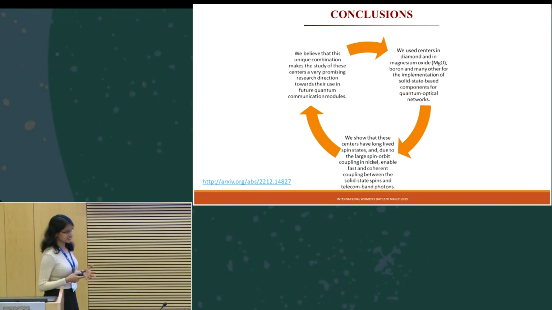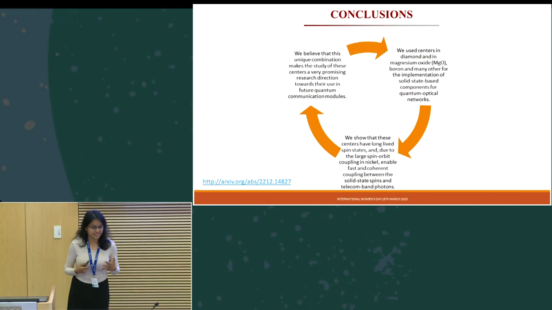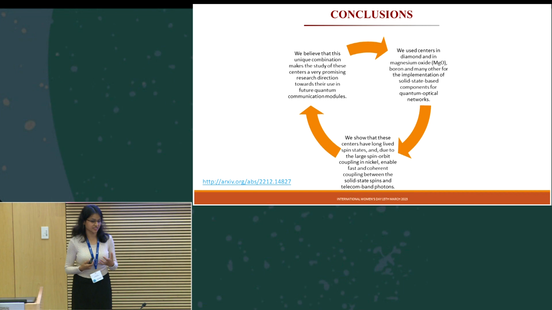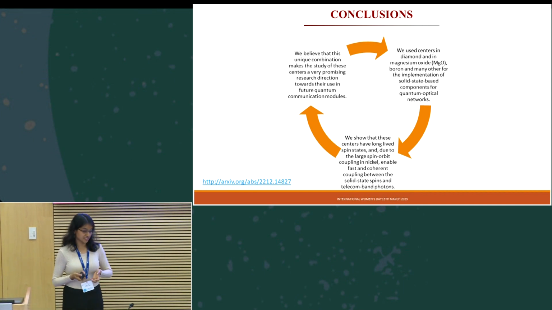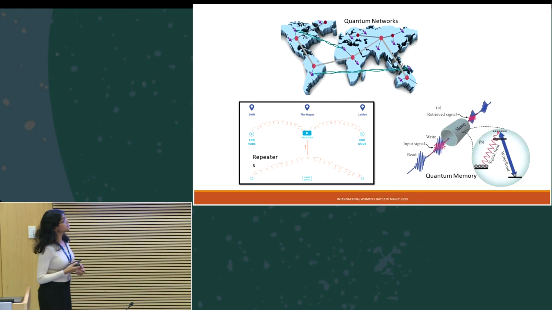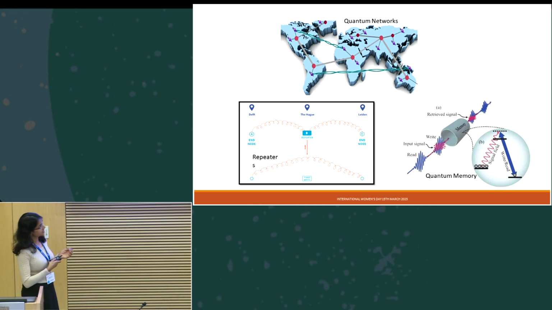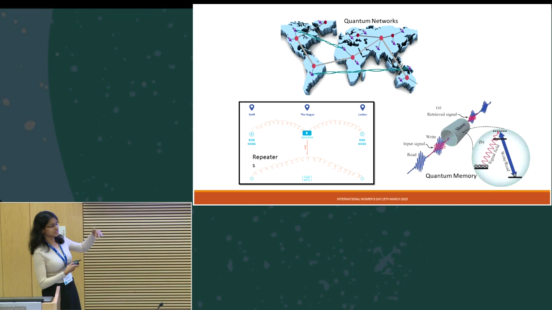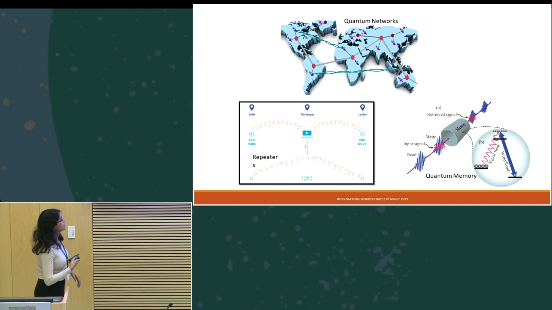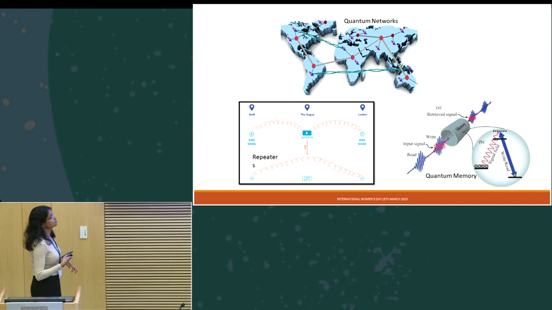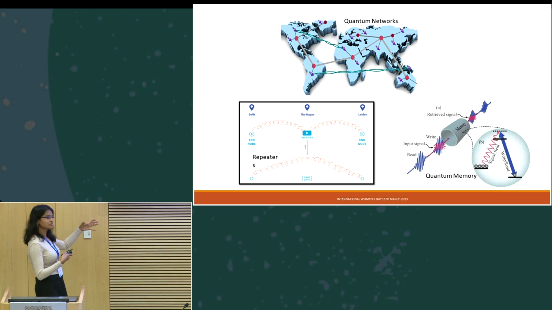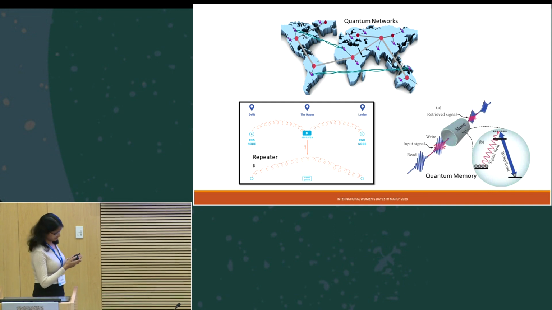So the conclusion is that we believe that these centers will be implemented in the future of quantum networks. And what are the networks? So you can build memory devices here. You can input the signal, write, and then somebody else can read it out. Then you can have repeaters, actually people are working on it, from one lab to another, one city to another, and then you can make a quantum network.